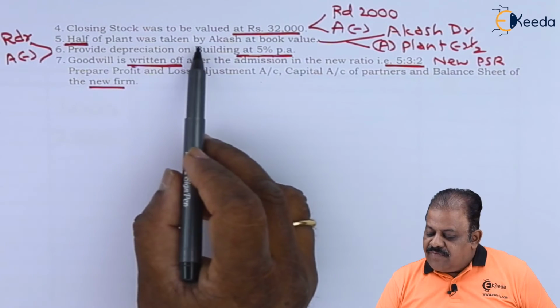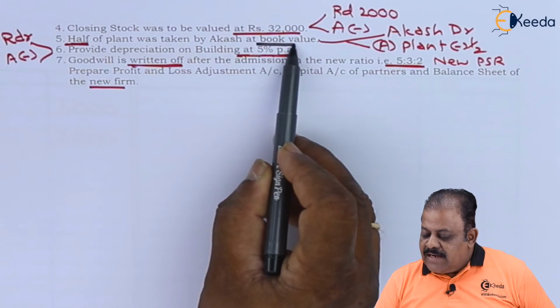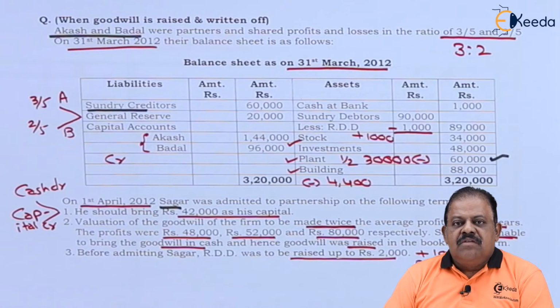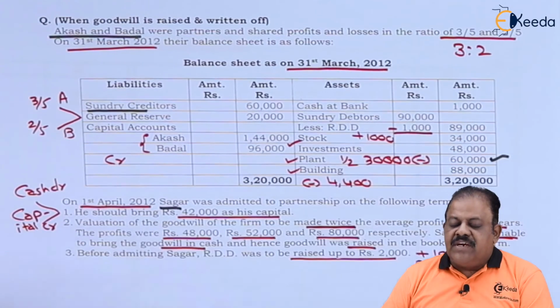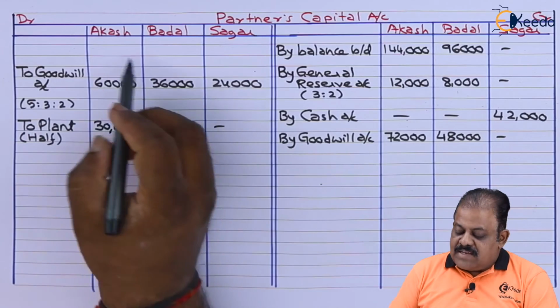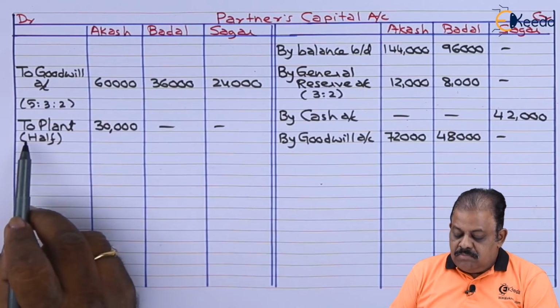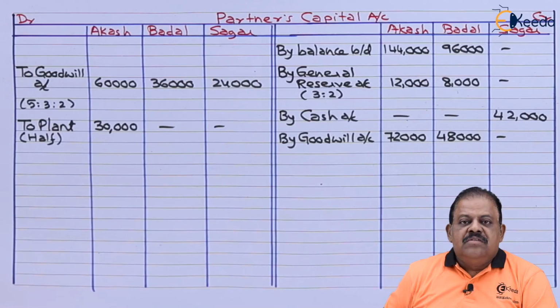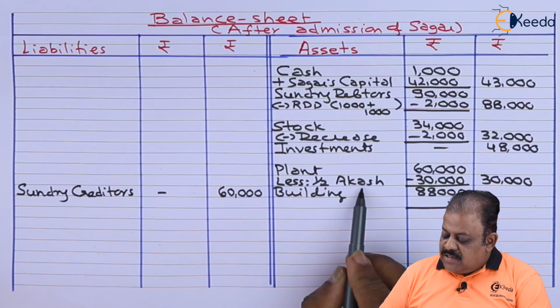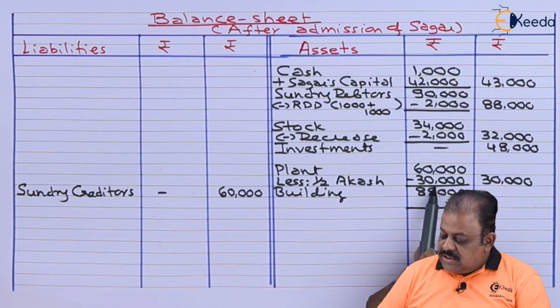Next we have half of the plant was taken by Akash at book value. The value of plant given in the question is 60,000. Half taken means it is 30,000. This will have one effect to the debit of partners' capital account. Partners' capital account debit side, Akash column, to plant 30,000. This is for plant taken over by him. This will have another effect in the balance sheet on the asset side. Plant 60,000. Half plant is taken by Akash at book value 30,000. Remaining plant is 30,000.